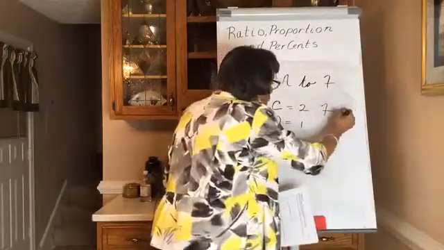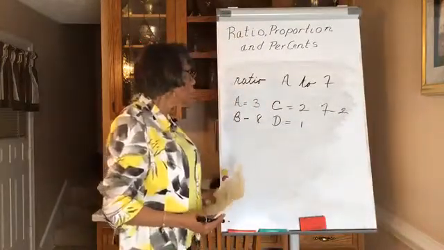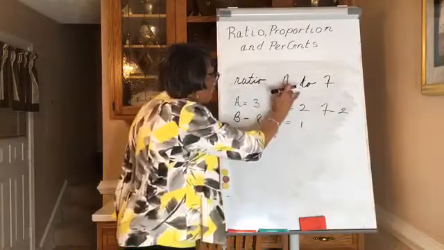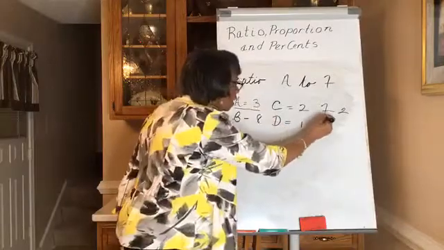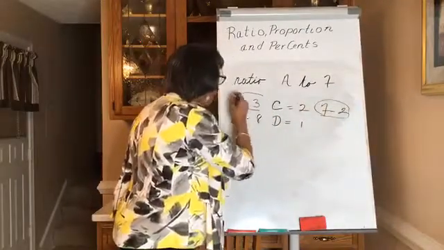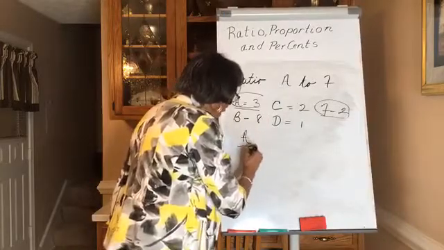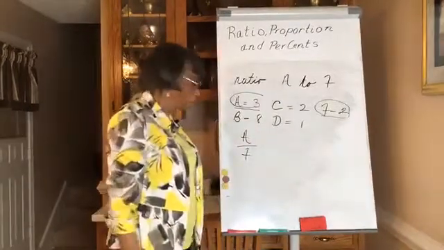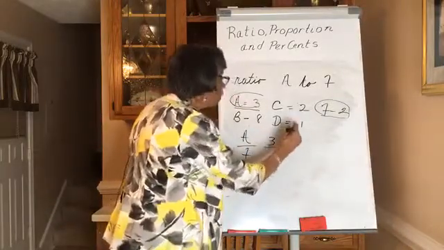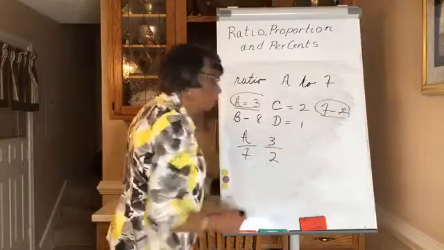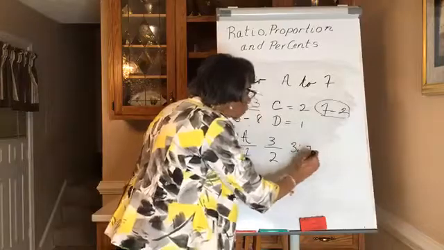Now this is a problem that they might have on an SOL test, but they ask you to find the ratio of the A students to the F students. So A to F. Okay? So the A students, we have 3. The F students, we have 2. So the ratio is 3 to 2.